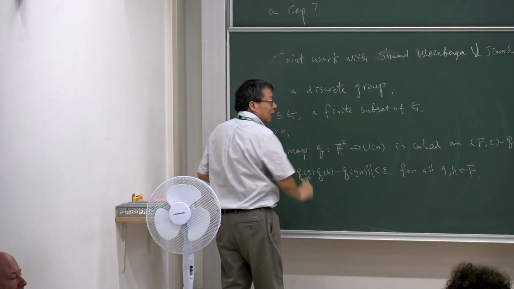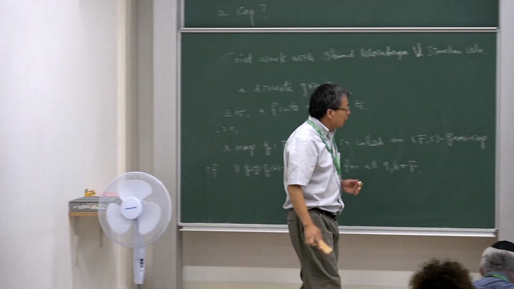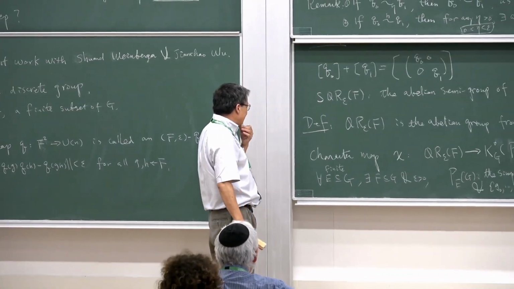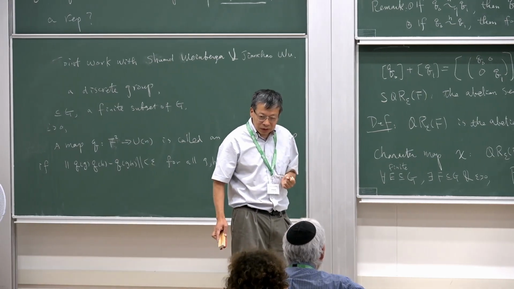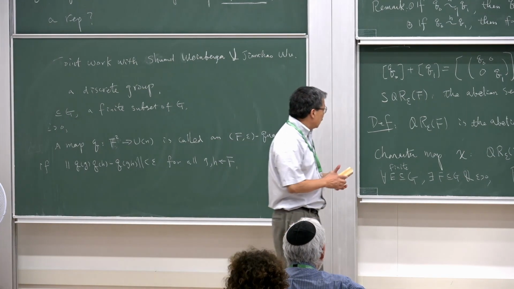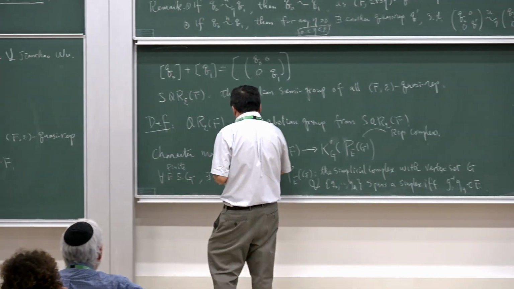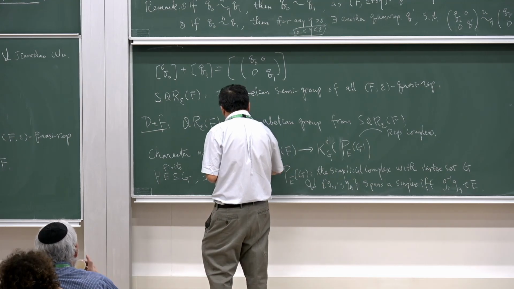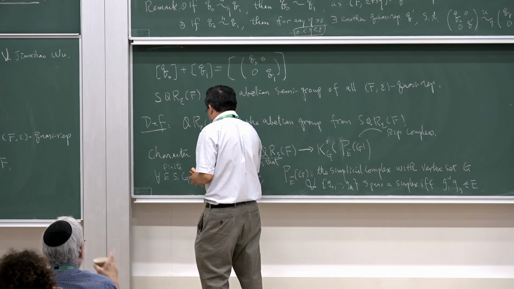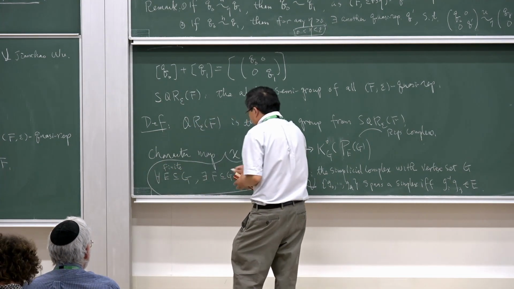You understand the statement: for every E, there exists F and epsilon. We need epsilon to be small enough, such that the character map can be defined.